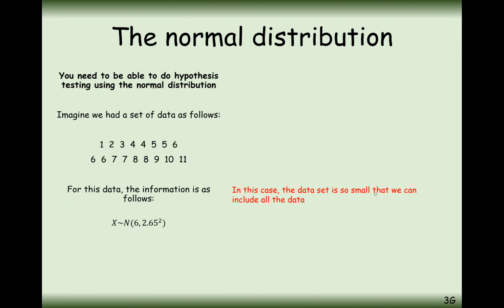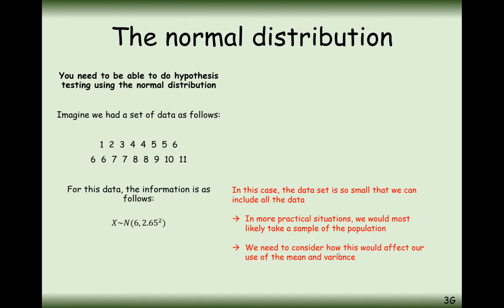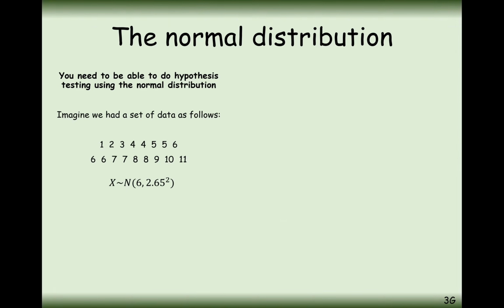In this case, the data set is so small that we can include all the data. In more practical situations, we would most likely take a sample of the population. We need to consider how this would affect our use of the mean and the variance.